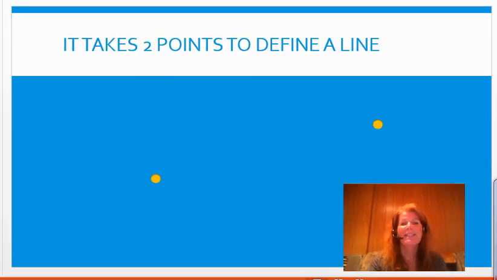The first one, it takes 2 points to define a line. So on the screen you can see 2 extremely exaggerated orange points. If I was to join those 2 points, it would form exactly one line. So the intersection between 2 points is exactly one line.